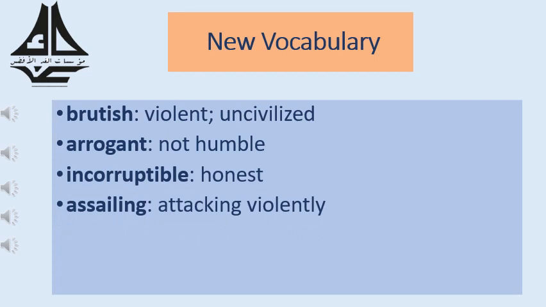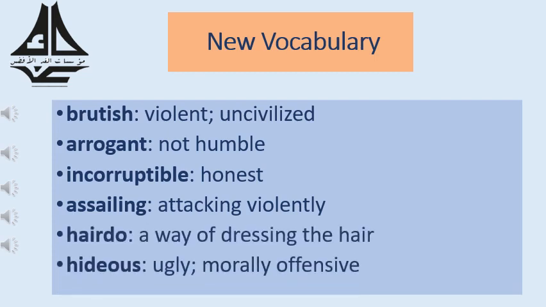Incorruptible: honest. Assailing: attacking violently, or in a destructive and harmful way. Hairdo: a way of dressing the hair. Hideous: ugly, or morally offensive.